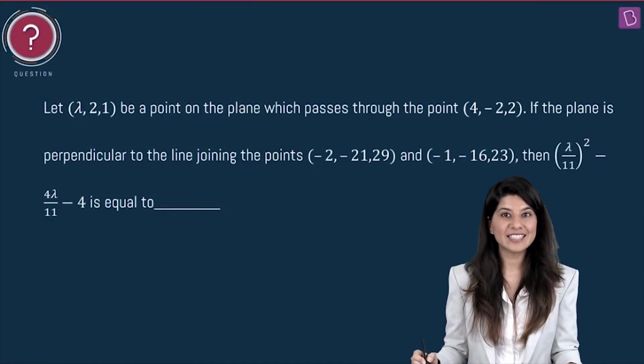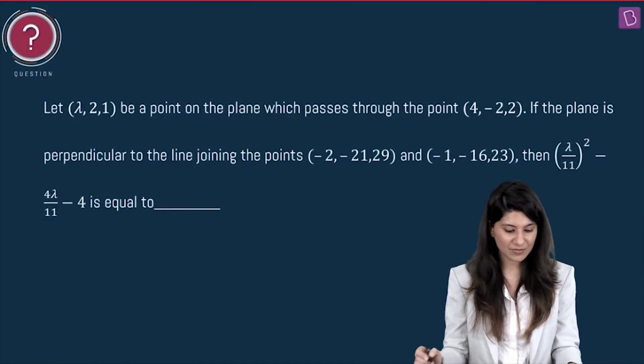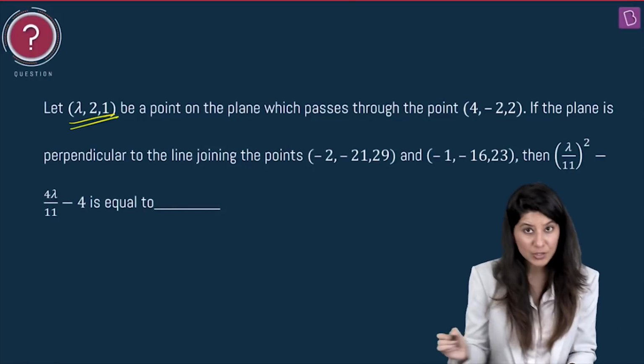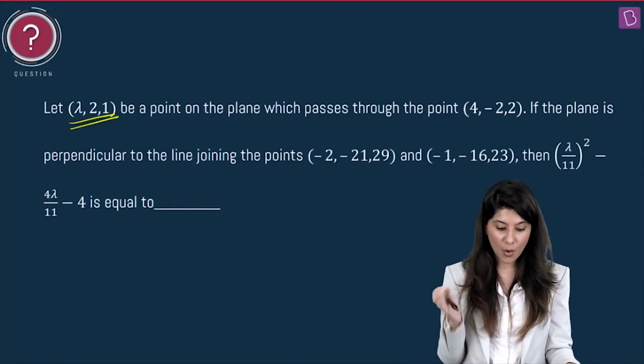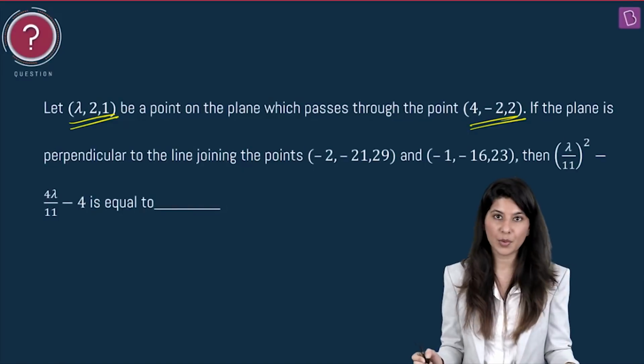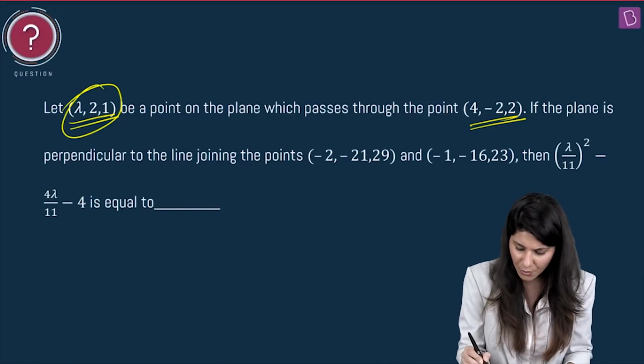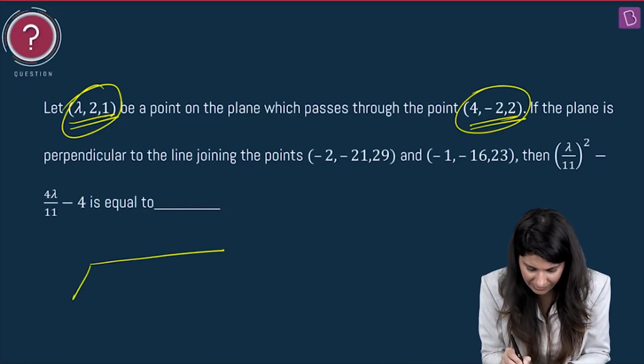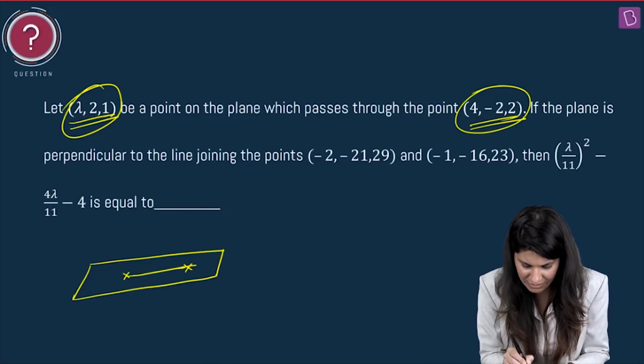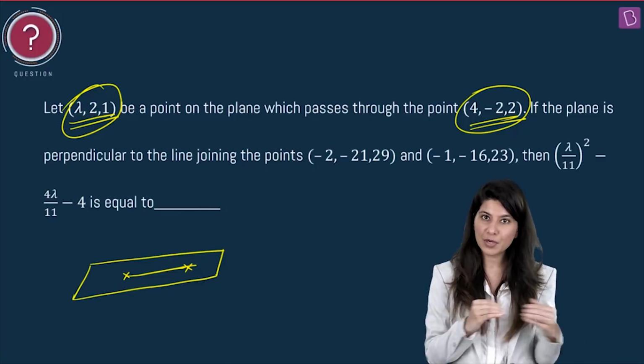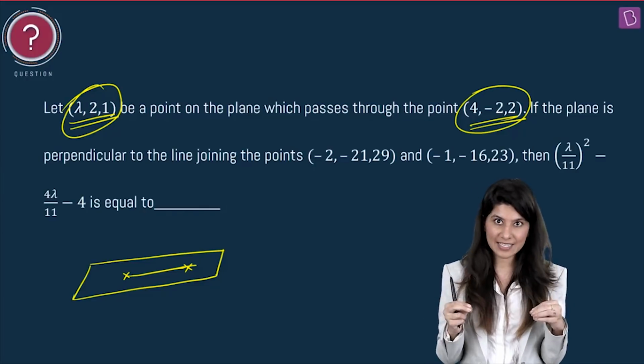From the chapter 3D geometry, we have our question which says, let lambda comma 2 comma 1 be the point on the plane which is passing through this point. That means these 2 points are lying on the plane. Let's just visualize it parallelly. Right? These 2 points are lying on the plane. We can join these 2 points so that a line is formed.